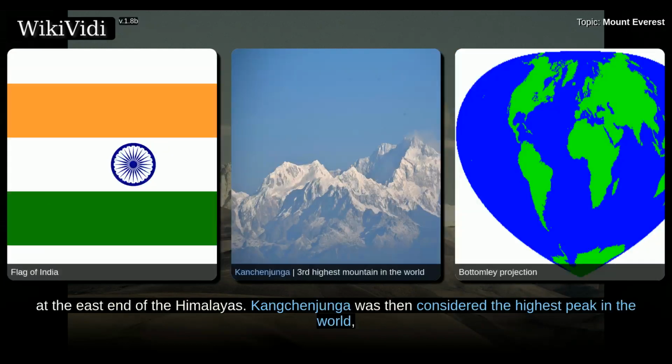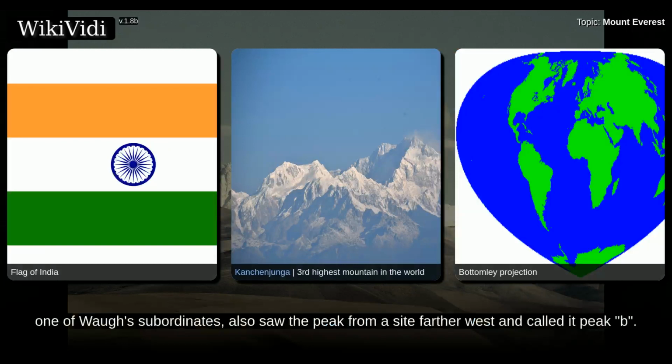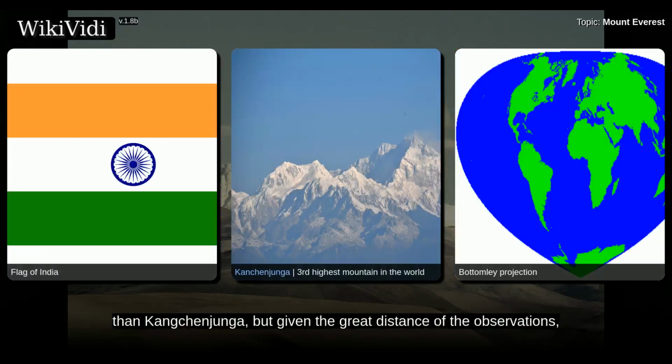Kangchenjunga was then considered the highest peak in the world, and with interest he noted a peak beyond it, about away. John Armstrong, one of Waugh's subordinates, also saw the peak from a site farther west and called it Peak B. Waugh would later write that the observations indicated that Peak B was higher than Kangchenjunga, but given the great distance of the observations, closer observations were required for verification.